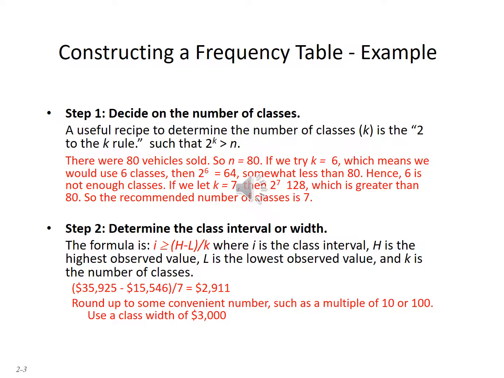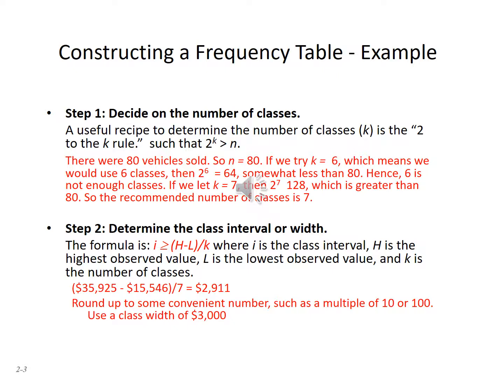So n equals 80. If we try K equals 6, which means we would use 6 classes, then 2 to the 6th power is 64, somewhat less than 80. Hence, 6 is not enough classes. If we let K equal 7, then 2 to the 7th power is 128, which is greater than 80. So the recommended number of classes is 7.